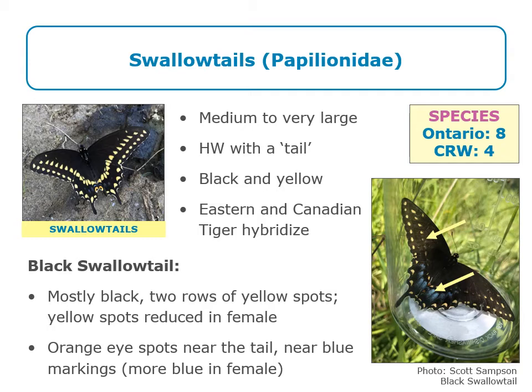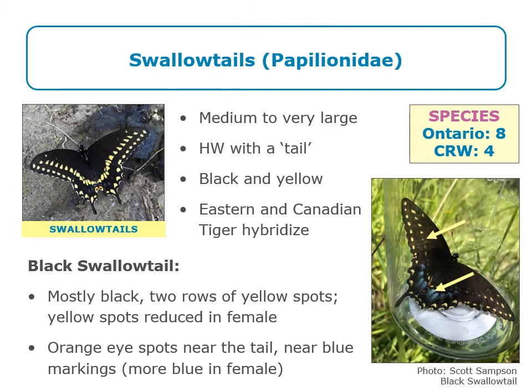I mentioned before the eastern tiger swallowtail and the Canadian tiger swallowtail, and that they're difficult to tell apart. And that is also partly because they hybridize, which means they mate and they produce hybrids that are a little bit of eastern tiger swallowtail and a little bit of Canadian tiger swallowtail. So often it's best just to call them tiger swallowtail and leave it at that. There's only 4 species of these that you can see in the watershed.